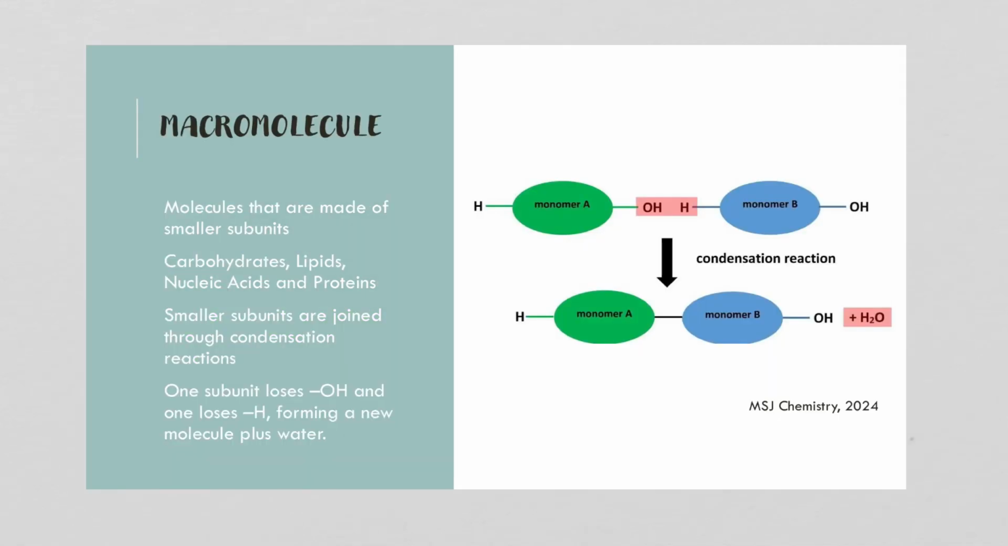Macromolecules are molecules that are made of smaller subunits. So carbohydrates, lipids, nucleic acids, and proteins are all examples of macromolecules. And smaller subunits are joined together through what is known as condensation reactions, which we discussed in our last lesson on water. One subunit will lose a hydroxide, and one will lose a hydrogen, and that will form a new molecule that's been condensed together, hence the word condensation, plus a water molecule.